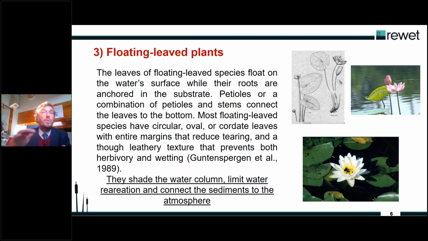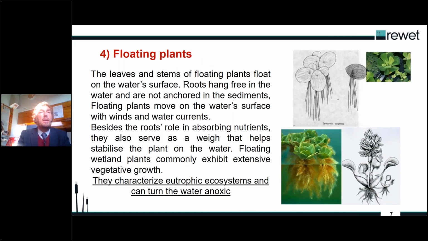They shade the water column. They prevent light penetration, and they prevent the action, for example, of winds in the reaeration and reoxygenation of the water bodies. The last category is the category of floating plants.